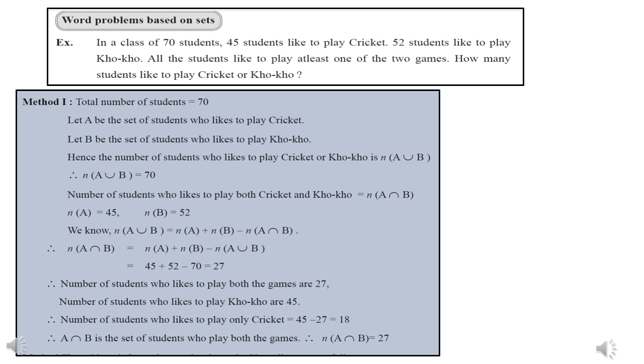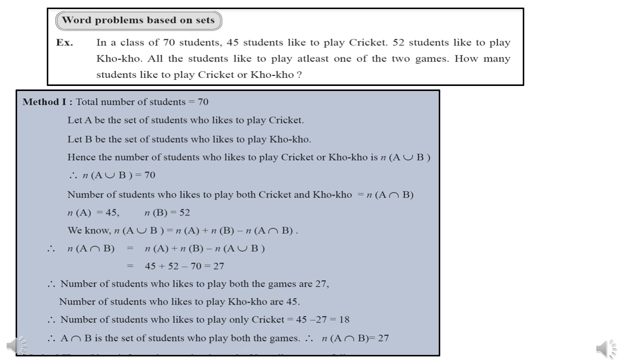We know that n(A union B) is equal to n(A) plus n(B) minus n(A intersection B). I bring n(A intersection B) to the left side and I bring the union to the other side, so the signs change. So I have my new formula after transposing. I substitute my values into it. We know n(A) is 45, n(B) is 52, and the number of elements of the union of A and B is 70. So 45 plus 52 minus 70 gives me 27.